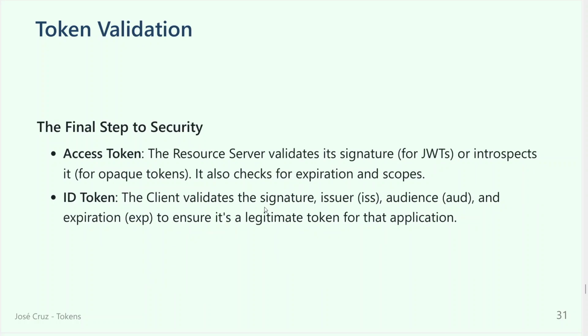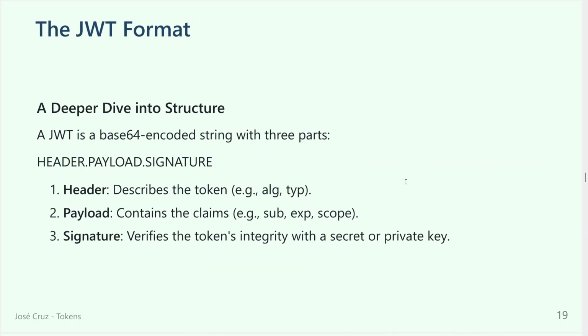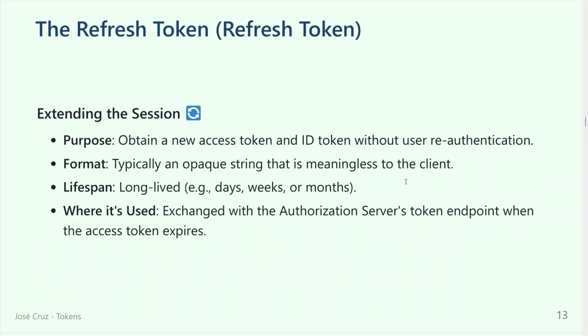Okay, token validation, the final step to security. Access token: the resource server validates its signature, as we saw previously and how to do it, or introspects if it's an opaque token. It also checks for expiration and scopes. Of course, not just if it's valid. You have also two things. Let's put it quite fast here so you remember that.